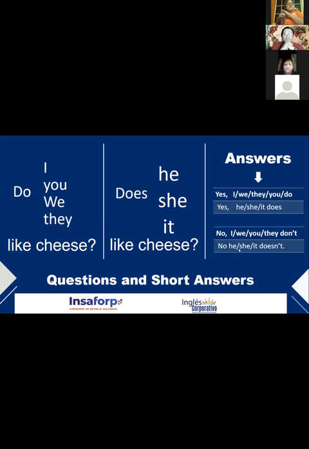Very good. So, as you know, guys, for the long answers, what we do is we take into consideration what we have in the question, and automatically we just repeat the same thing that we have in the question. But for the short answer, we just have to say I do or I don't, depending on what you're saying, yes or no. So this is just general information, guys.